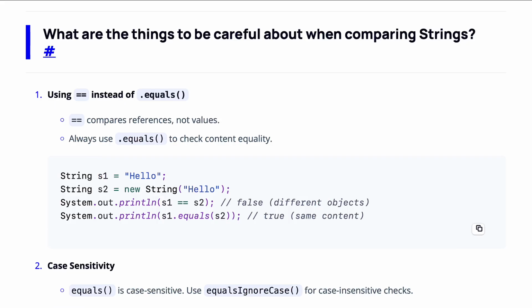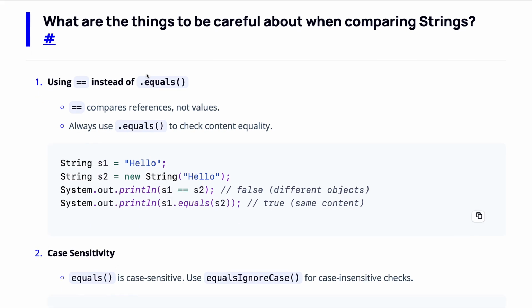In this step, let's look at the things to be careful about when comparing strings. The first thing is using == instead of equals. == compares references. It does not compare values. If you are interested in comparing the values, if you are looking at hello versus hello, then it's recommended to use equals.